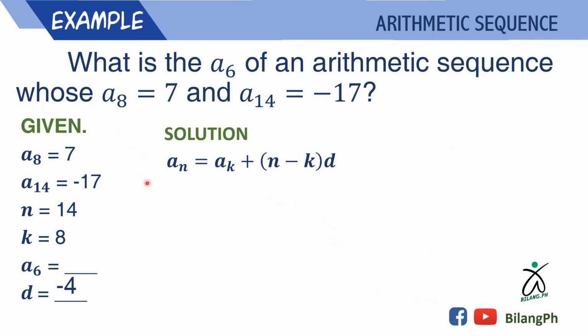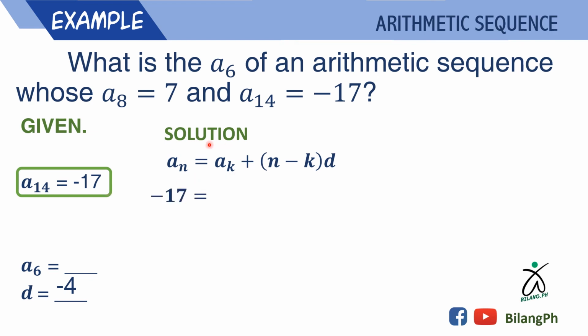Kanina, kailangan pa natin i-identify yung first term bago tayo makarating sa a sub 6. Pero dito, diretso na. This time, ang gagamitin kong a sub n ay yung negative 17. Tanggalin ko yung mga hindi mo na kailangan para hindi nakakalito. So, ang a sub n natin dito ay negative 17. Ang a sub k ay a sub 6. And, pang ilan si negative 17? Ito ay 14. Pang ilan si a sub 6? Pang 6. So, meron kang 14 minus 6. Ang common difference natin ay negative 4.